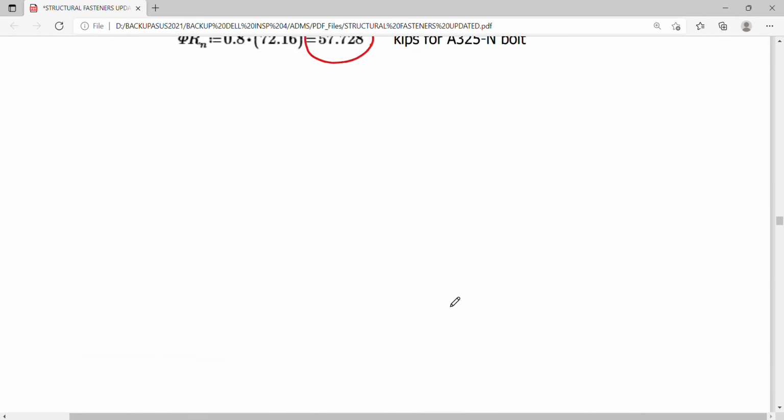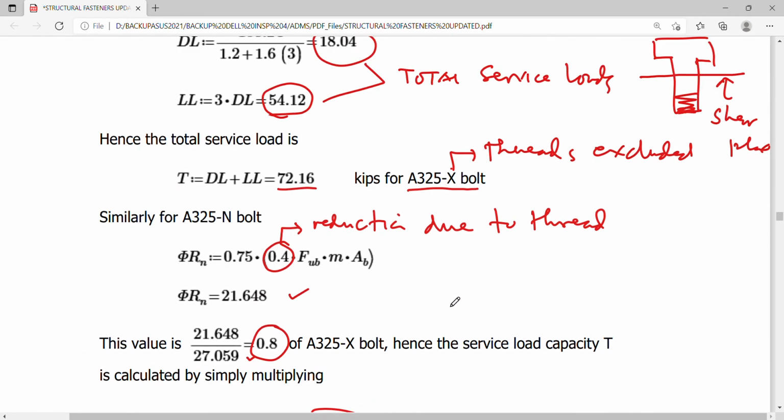So that's it for a very basic demonstration of how to design a connection considering shear and bearing failure, as implied in this particular problem. Thank you very much for listening, and I'll see you in the next video.